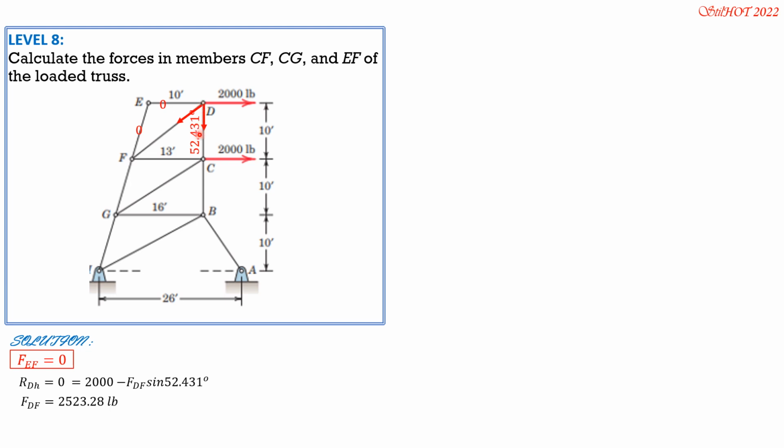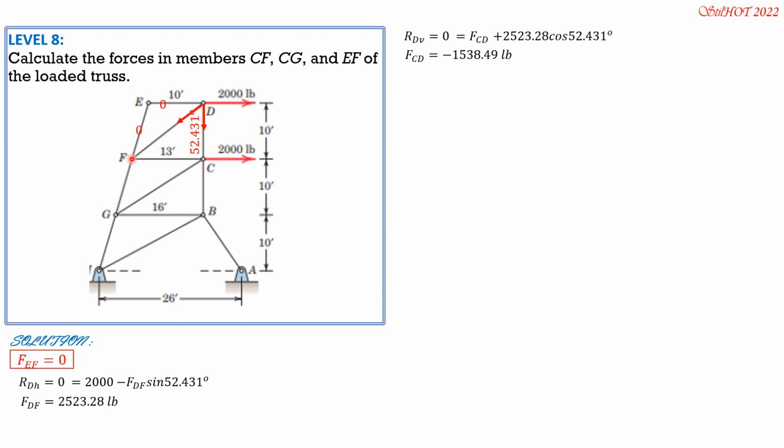Then we need FCD for calculating FCG later. So let's solve the summation of vertical forces at D equals zero, downward positive. So FCD plus the vertical component of FDF, 2523.28 cosine of 52.41 degrees, equals zero. So FCD is negative, it is a compression member, negative 1538.49 pounds.